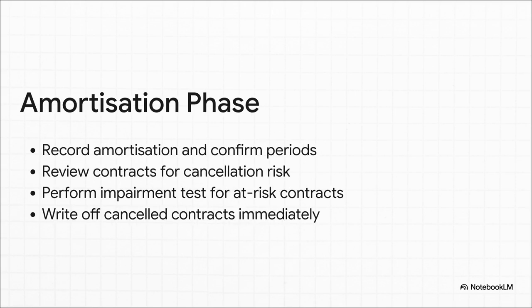Phase 2 is the ongoing maintenance of those assets, amortization and impairment. It is definitely not enough to just set up an amortization schedule and forget about it. Every single period, the team must confirm that amortization is recorded correctly, but more importantly, they need to review the entire portfolio for cancellation risk or customer credit stress. If a customer is facing financial trouble, the team needs to perform an impairment test immediately. And if a contract gets canceled, that asset has to be written off right then and there, no delays.